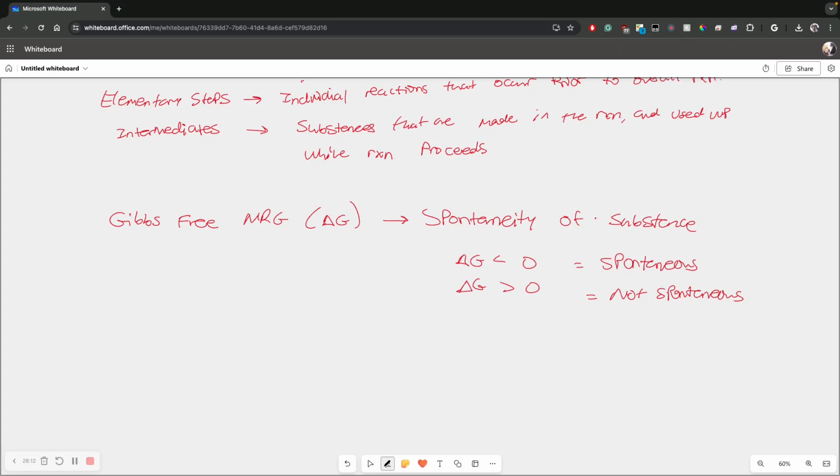Enthalpy and entropy, I hope you know this by now, but enthalpy is delta H. That's the change in heat, is what you would say. Change in heat. Like the change in internal heat. And then entropy is delta S. And this is the degree of randomness.